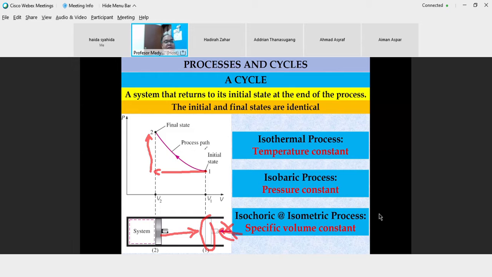And then we look at the isobaric process. How do you memorize this isothermal process? How to memorize this thing?